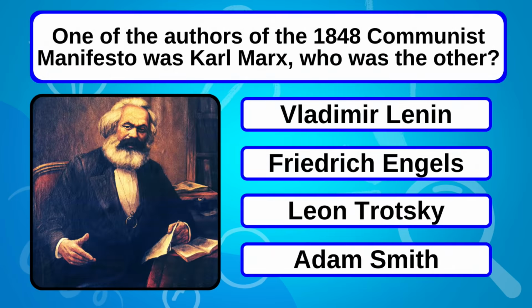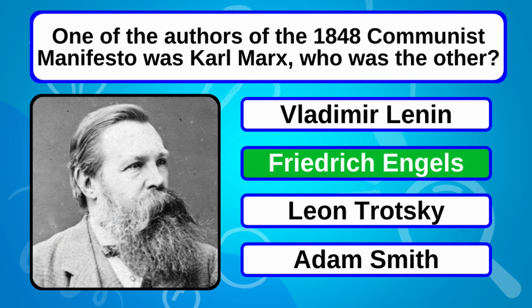Question 30. One of the authors of the 1848 Communist Manifesto was Karl Marx. Who was the other? Vladimir Lenin, Friedrich Engels, Leon Trotsky, or Adam Smith? Friedrich Engels.